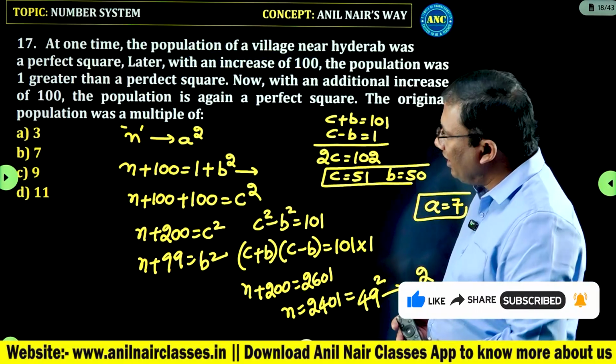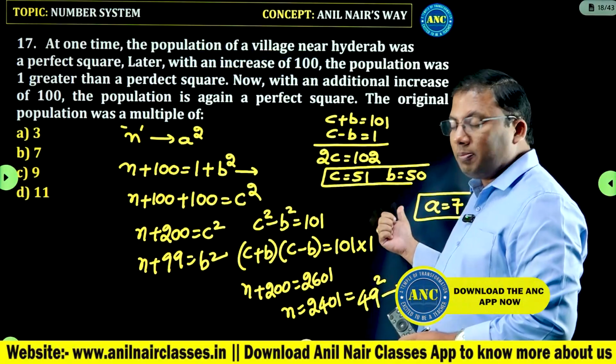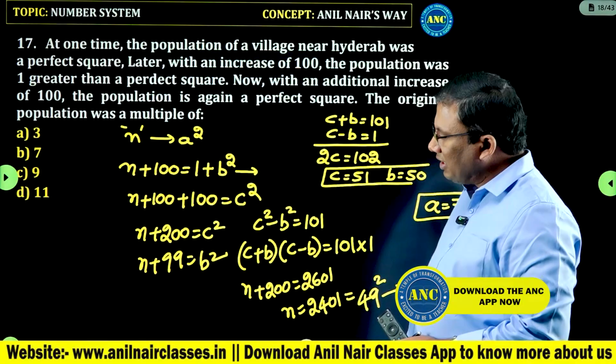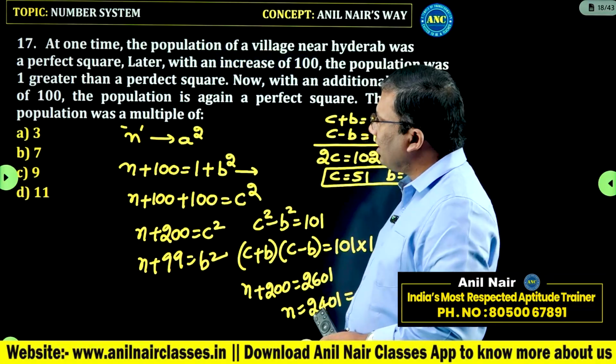I hope the idea is very much clear. A is 7, so it is a multiple of which number? 7. The question looks relatively big, but actually it's an easy question.